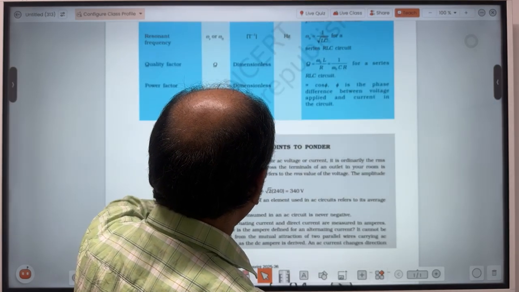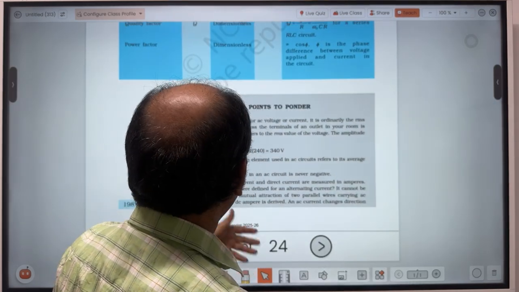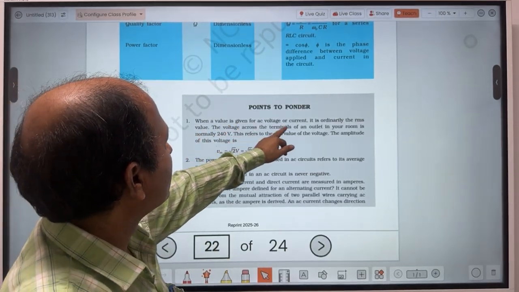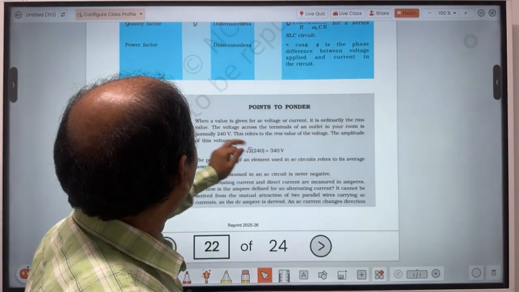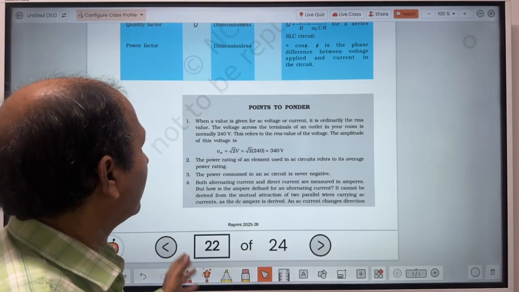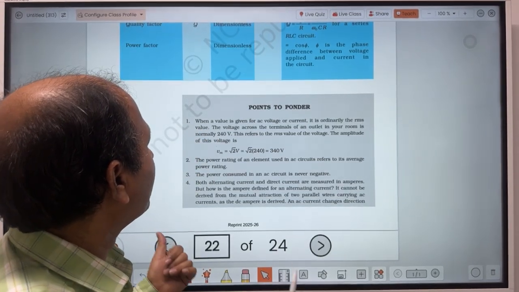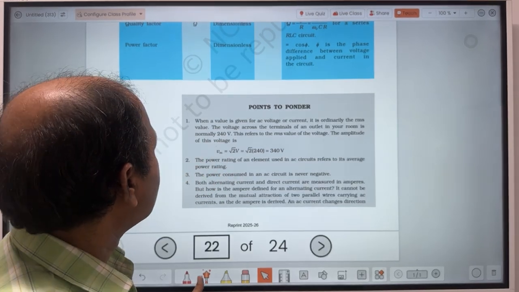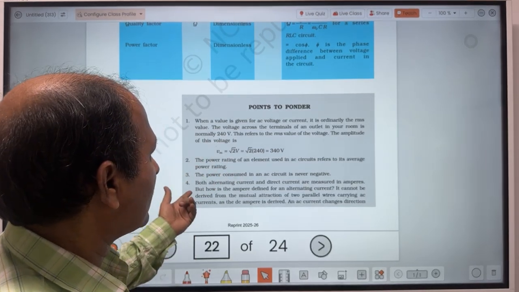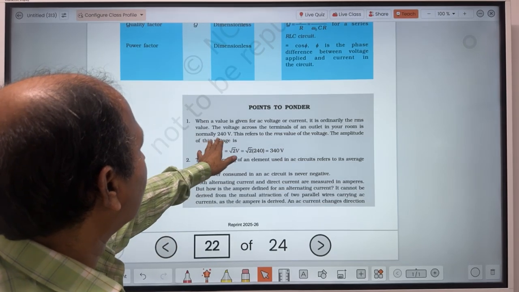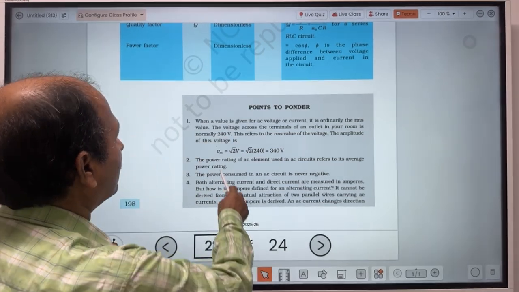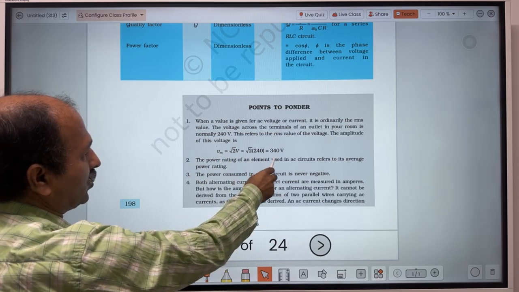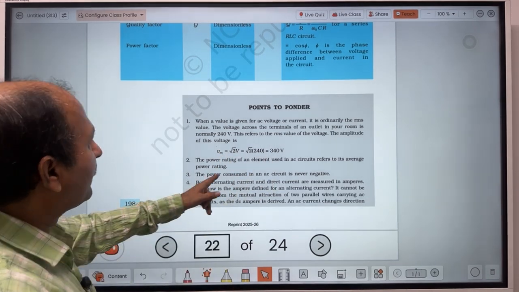They are given in competition section, and here the same thing, some important concepts are given, like when a value is given for an AC voltage or current, it is ordinarily the RMS value. Whenever you are given a question, you have to consider the given value as RMS value, and then suppose you need maximum value, in that case you have to multiply it by root 2. For example, if 240 volt is given, we have to convert it to maximum voltage. For that we multiply by root 2 to get 340 volt.